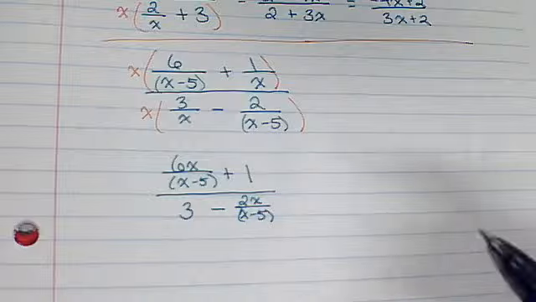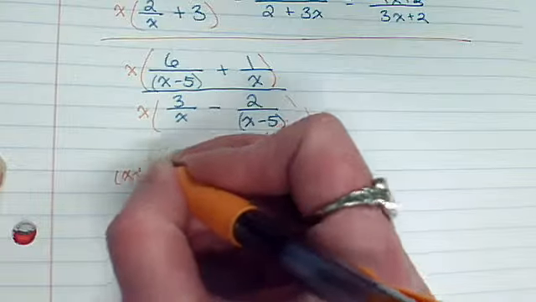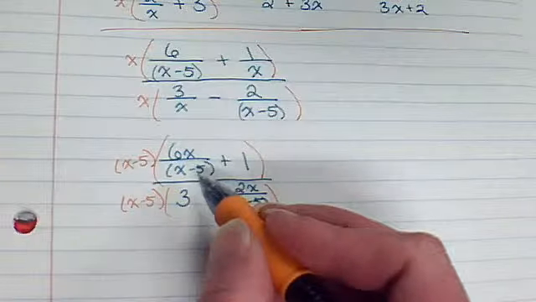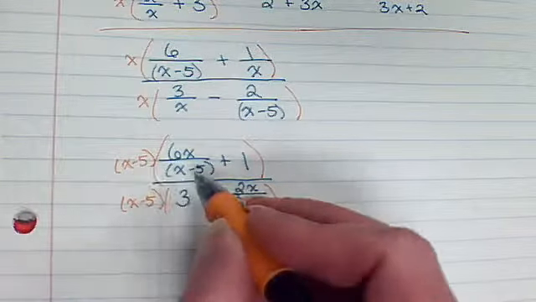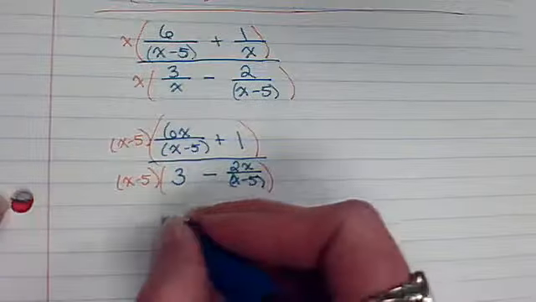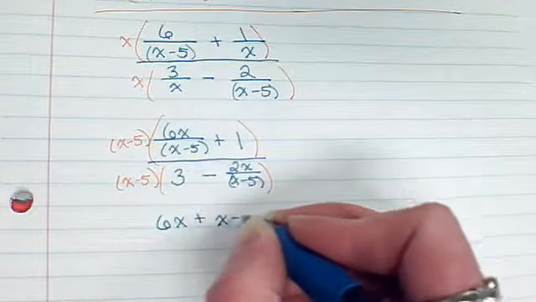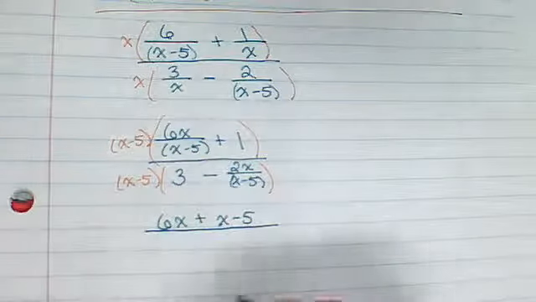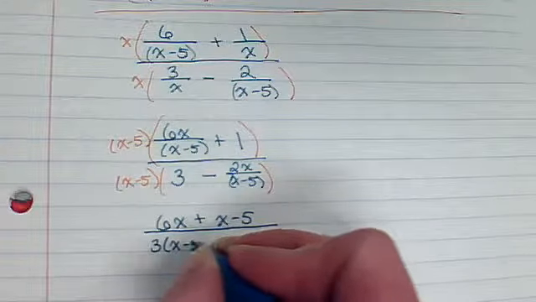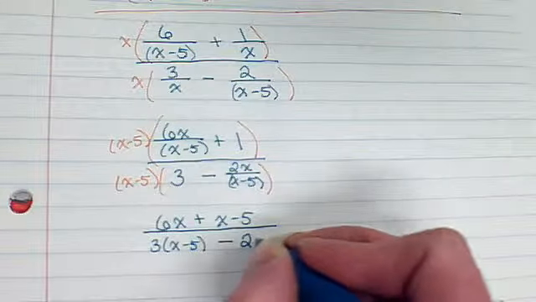Now, let's get rid of the x minus 5. So I'm going to multiply the numerator by x minus 5 and the denominator by x minus 5, and let's see what happens. When I multiply this fraction by x minus 5, the x minus 5s are going to divide out, and so I'm going to be left with 6x plus x minus 5 times 1, which is going to give me x minus 5. In the denominator, I have x minus 5 times 3 minus, now the x minus 5s are going to divide out, and I'll just be left with 2x.